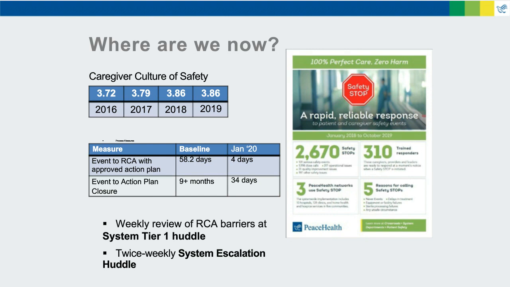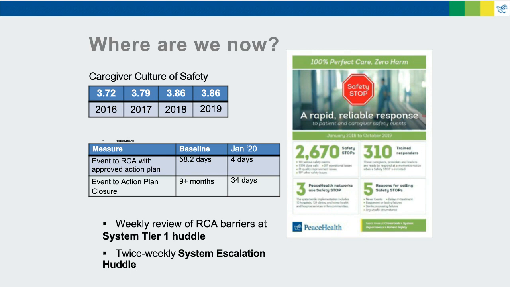You can see our baseline of event to RCA with an approved action plan was 58.2 days, and we have it down to 4 days. Our event to action plan closure was over 9 months, and that's down to 34 days.